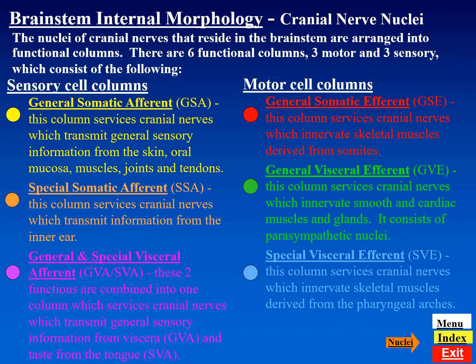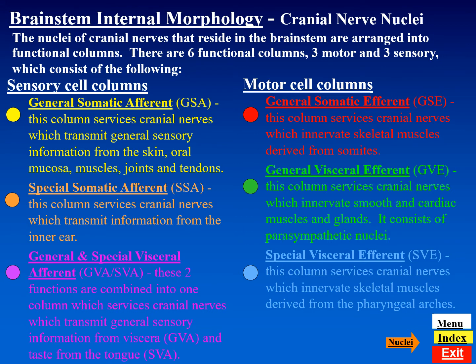This section concentrates on nuclei of cranial nerves found in the brainstem. These nuclei are organized into 6 discontinuous cell columns, 3 sensory and 3 motor. The general somatic afferent cell column deals with cranial nerves conducting general sensory information such as touch, pain, and proprioception. Special somatic afferent cell column deals with special senses of hearing and equilibrium.